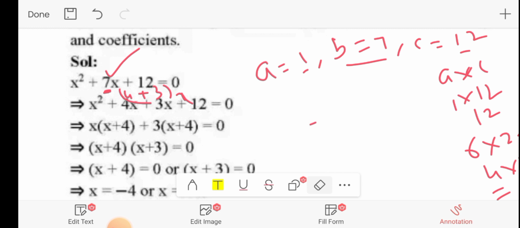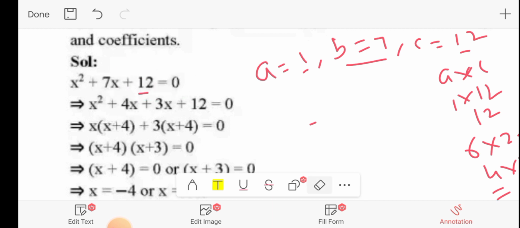Okay, so many of the children will make sign mistakes, plus-minus mistakes. So better, whatever sign is there, let it be. Plus sign is there, let it be plus sign. Only inside we have to focus on the sign, whether we are subtracting or adding. On adding, 4 plus 3 will get the 7, so both let them be plus only.